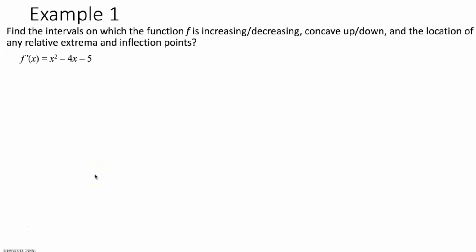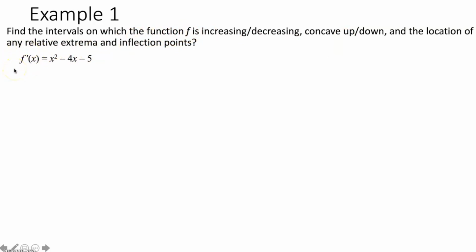It's example time. Example 1 says find the intervals on which the function f is increasing, decreasing, concave up, concave down, and the location of any relative extrema and inflection points. So this is basically combining the last couple sections of notes into one question. Here, it doesn't give us f. It gives us f prime.